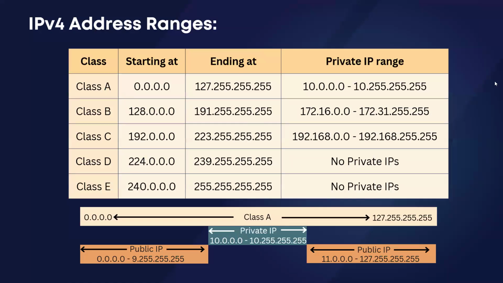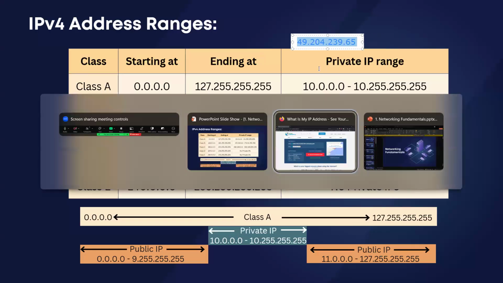So what we need to search to find public IP? Again, what is my IP in the web browser? So looking at this IP now, 49, 204, 239, 65. Can you tell me which category this is? It's class A and public. Definitely public.